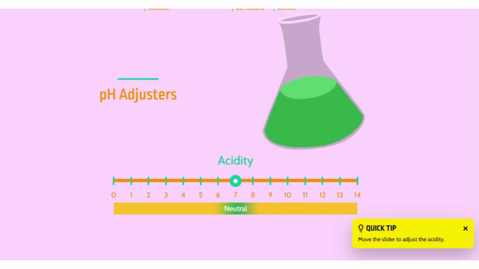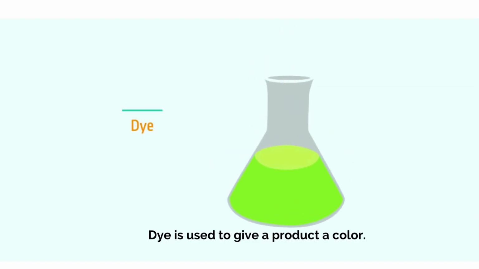So in this animation, if the product is neutral, it is at pH 7 here. But if I want my product to become acidic, I will decrease the pH like here. I'll make it 6, 5, 4, 3, 2, and 1. As you can see, as I go to the left side and as the pH level becomes lower, it becomes more acidic. While if I go to the right side, if the pH level becomes higher, it becomes more alkaline or more basic.